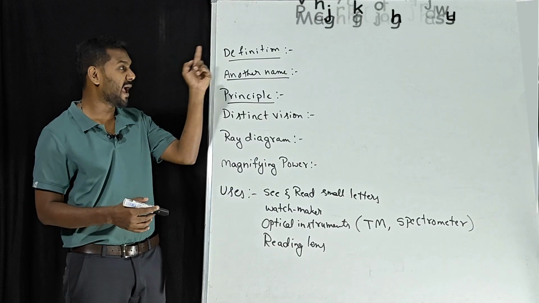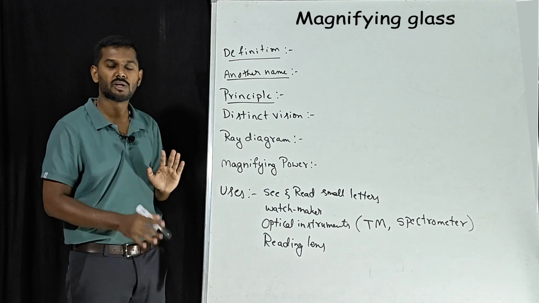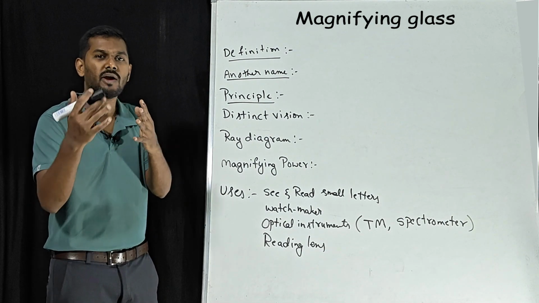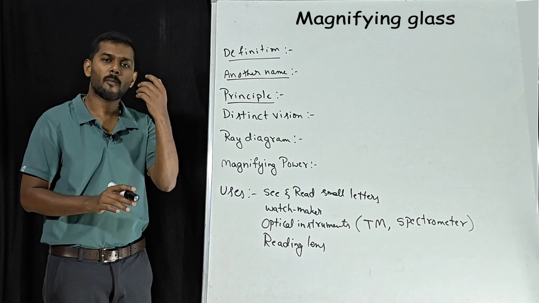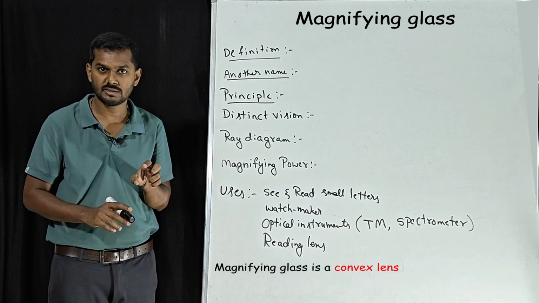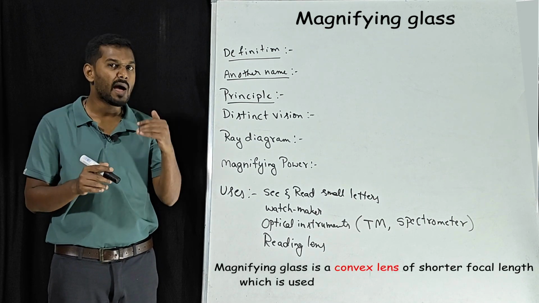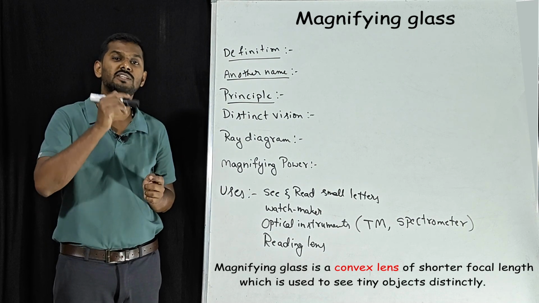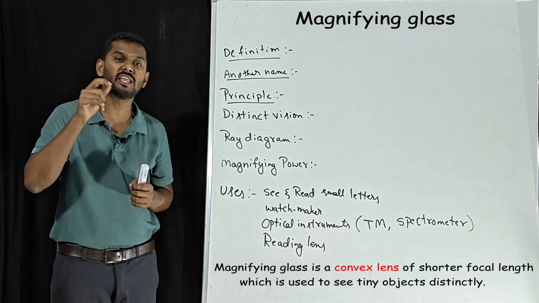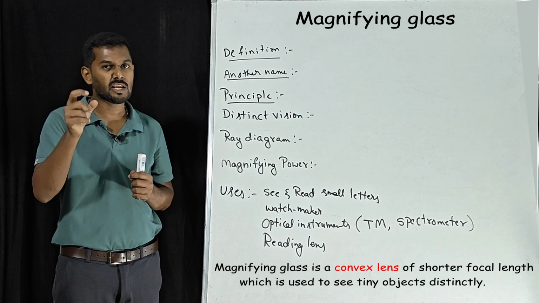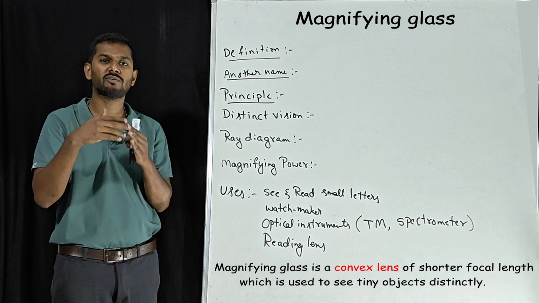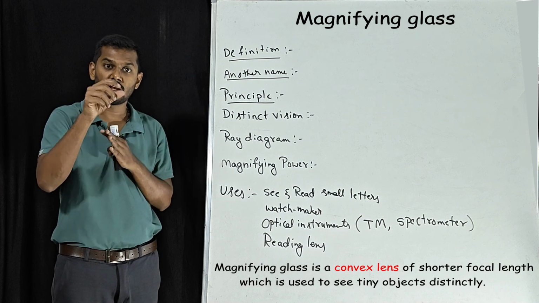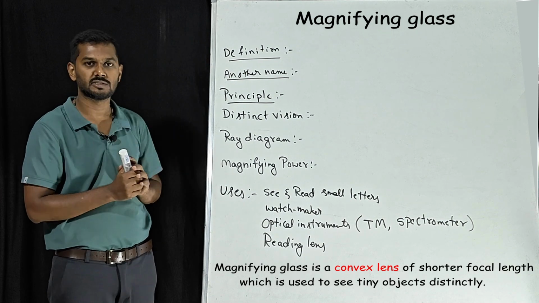Now we are going to talk about magnifying glass. If you know this much about it, then that means you know everything. So magnifying glass, how do you define it? It's a very simple definition. Magnifying glass is a convex lens of shorter focal length which is used to observe tiny objects distinctly. Why are we using a magnifying glass for tiny objects? To observe the tiny object as an enlarged image, correct? That is the definition. That's it.